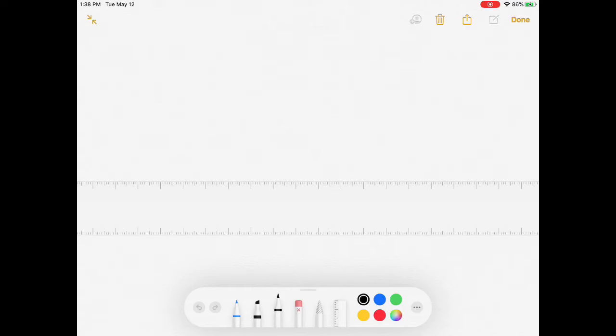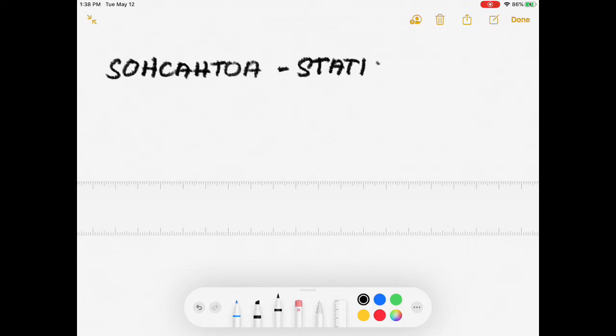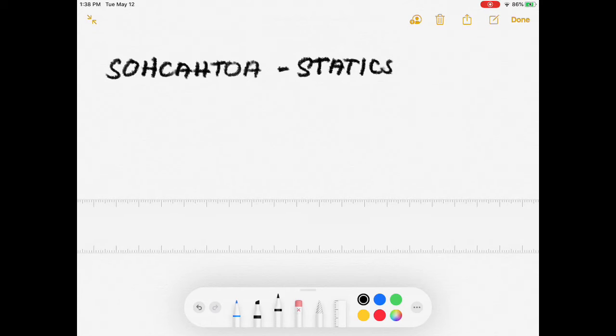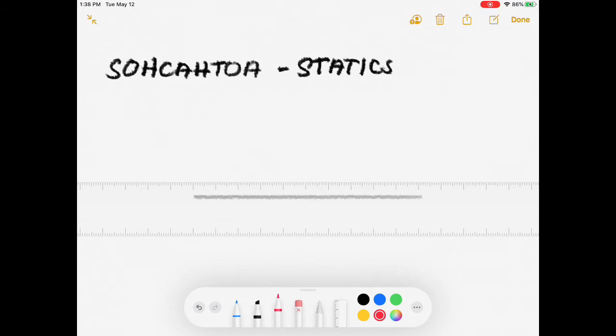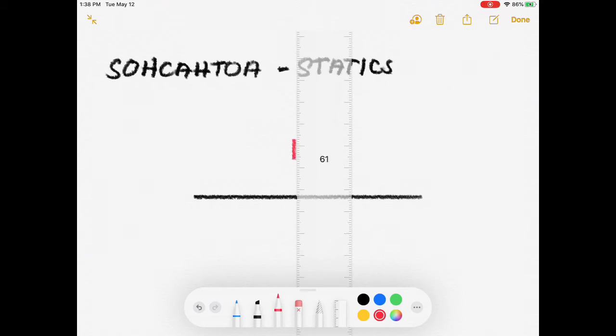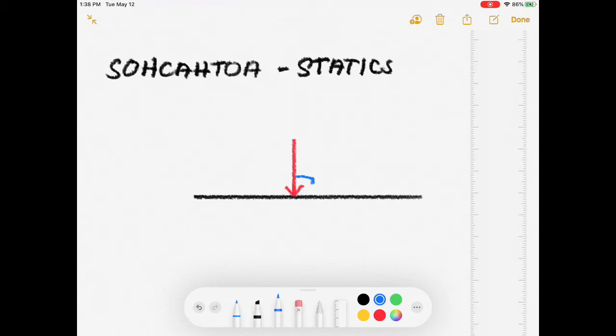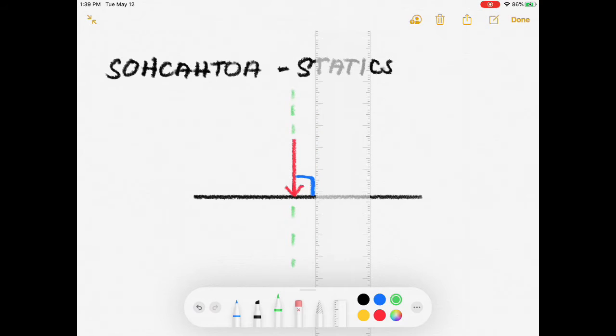Right now we're going to discuss the application of SOHCAHTOA in statics, or engineering mechanics statics. Normally, when we have a plane to which a force is applied, for example, if the force is perpendicular or parallel to a certain axis, then we have no problem, because let's say this one is a force of 50 Newton.